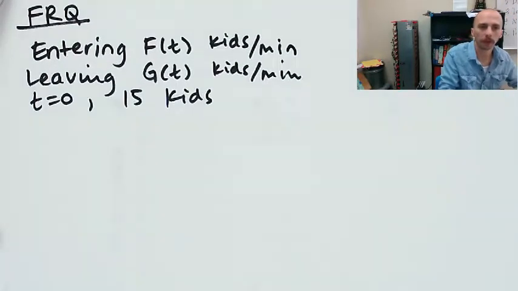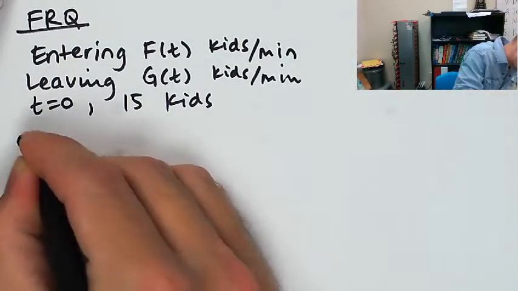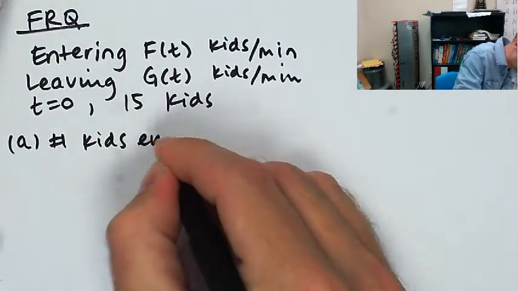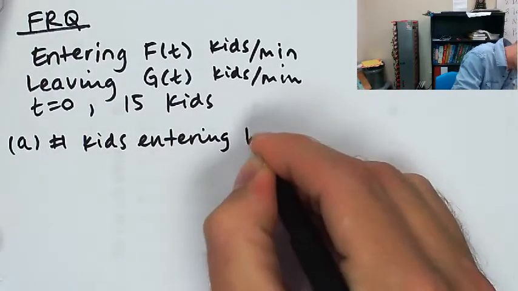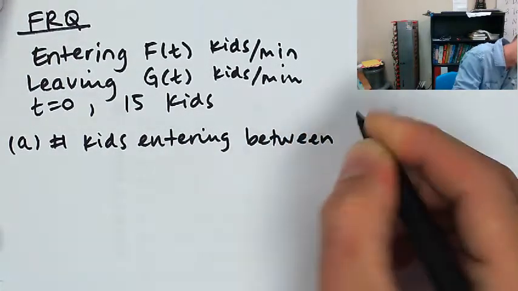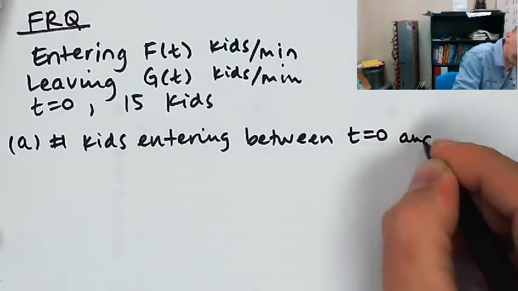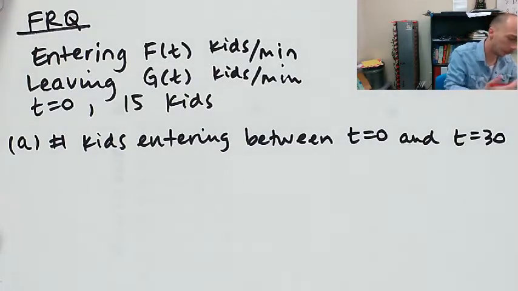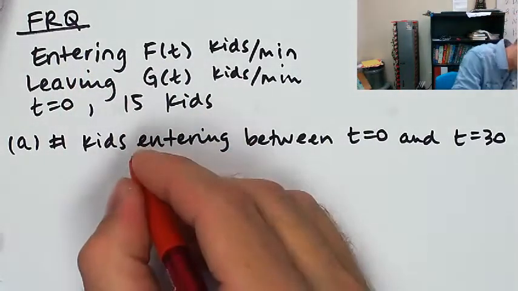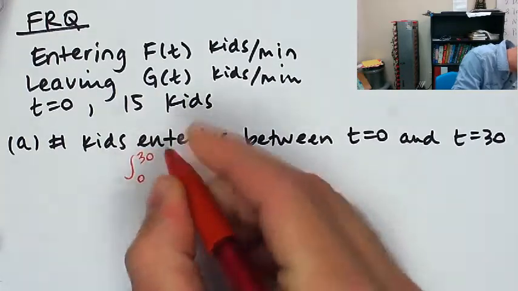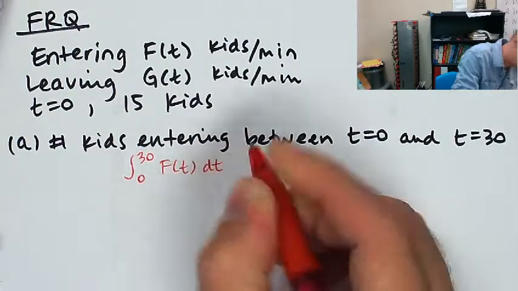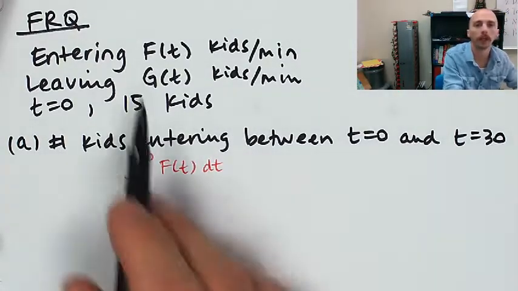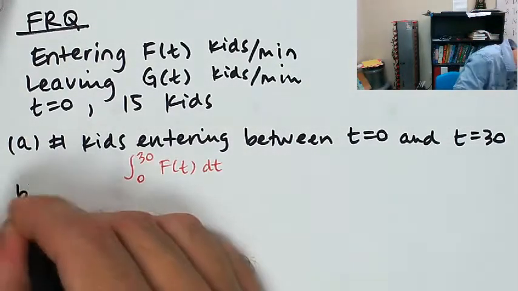So I could ask you about the number of students or kids entering the library between t equals 0 and t equals 30. And we would find that by integrating the rate in. So I'm going to integrate from 0 to 30 f of t dt. If I'd asked you for the number of kids that left between 0 and 30, you'd have integrated g of t from 0 to 30.